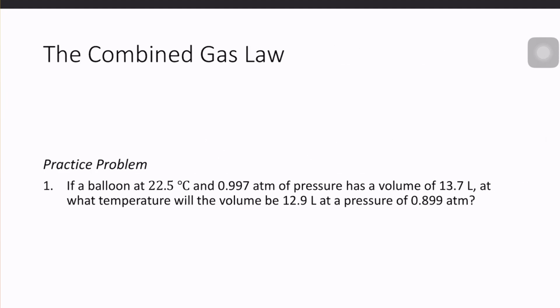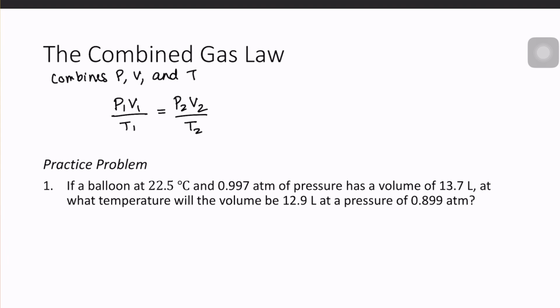So what it does is it combines pressure, volume, and temperature to get the following equation. We have P1 V1 over T1 is equal to P2 V2 over T2. Essentially, we are combining two gas laws to get this gas law.